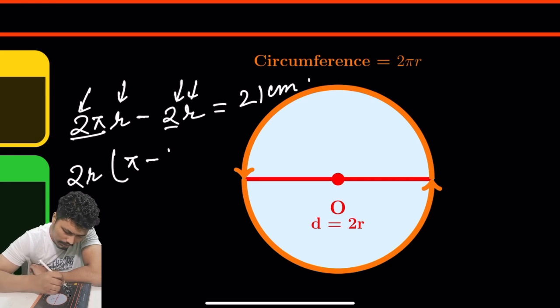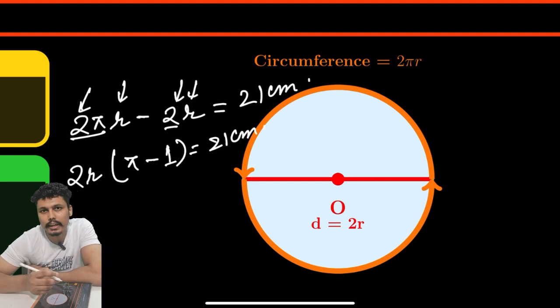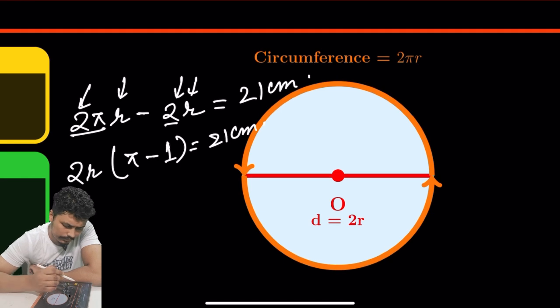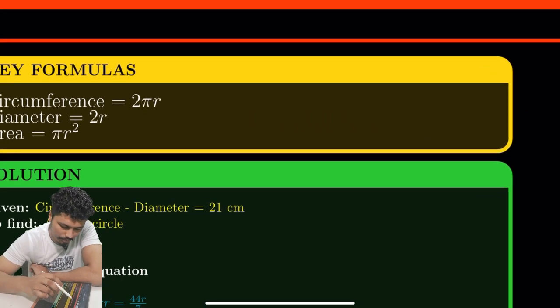If you take 2r common, it will be pi minus 1 equal to 21 centimeter. From here, I can find out the value of r. Let's start. I hope you understood the basic idea behind the question.